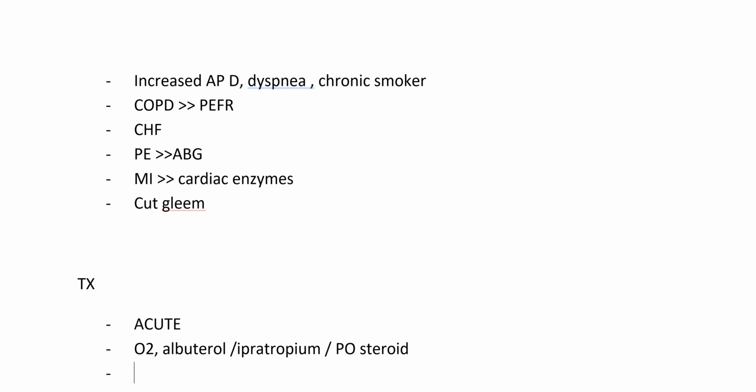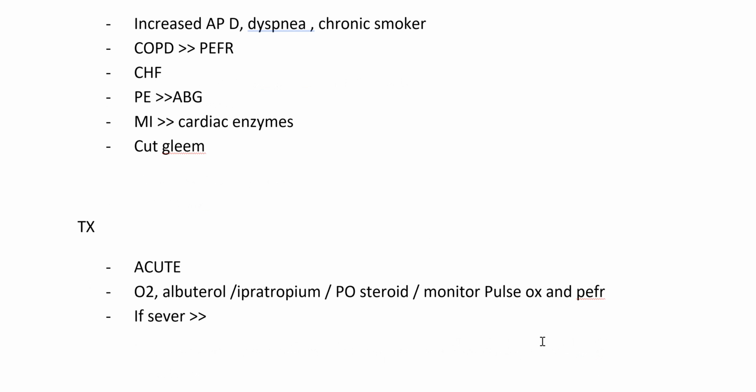If severe enough or didn't improve after that, then also monitor pulse ox and peak expiratory flow rate. If every 2 hours or every 1 hour, you see the peak expiratory flow rate didn't improve, then you give IV steroid, and then you add antibiotics too.